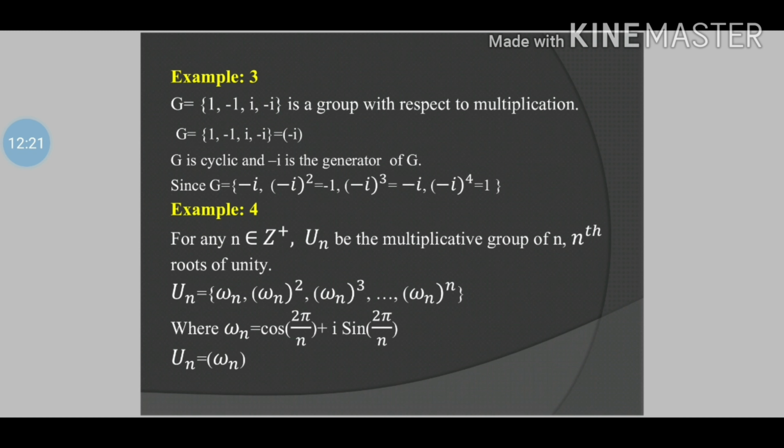Therefore, G is cyclic. In example 4, for any n belonging to Z plus, let U_n be the multiplicative group of nth roots of unity. In example 1, we discussed the cube roots of unity. Here we are generalizing. Let U_n be the set of all nth roots of unity. Then U_n is equal to {omega_n, omega_n square, omega_n cube, ..., omega_n raised to n}, where omega_n is equal to cos 2 pi by n plus i sin 2 pi by n. Then U_n is generated by omega_n. Therefore, U_n is a cyclic group.